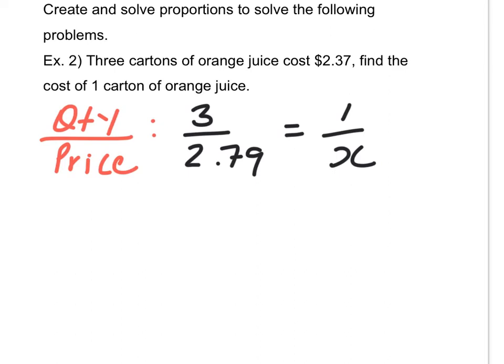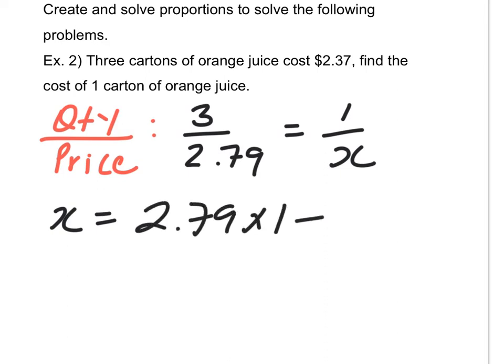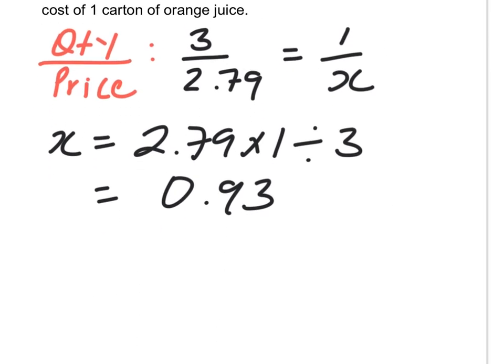And now you solve the ratio as before. You do x equals, multiply the diagonal, $2.79 times 1 divided by 3. It's going to be 93 cents. Okay? Now, in this case, this particular question, when you see that it's called proportions and unit rates, it's called a unit rate because I wanted the price of 1 carton of orange juice. Okay?